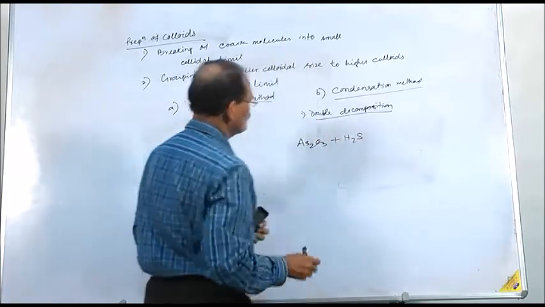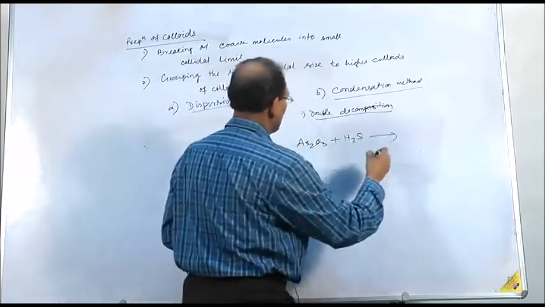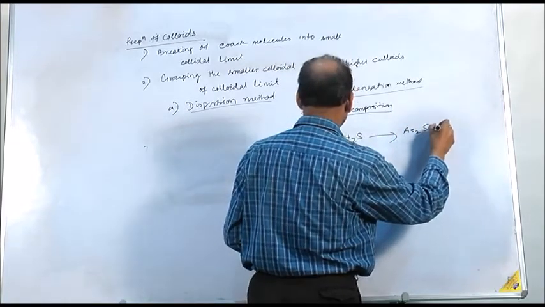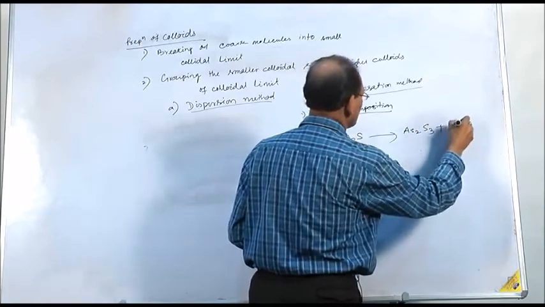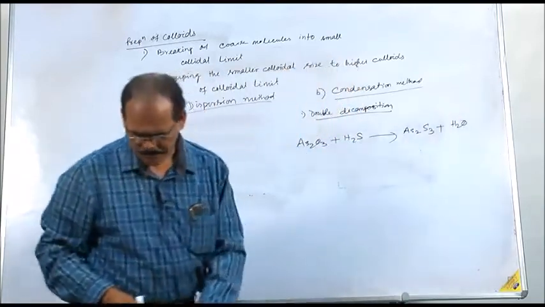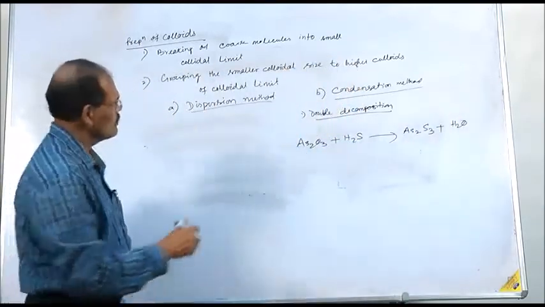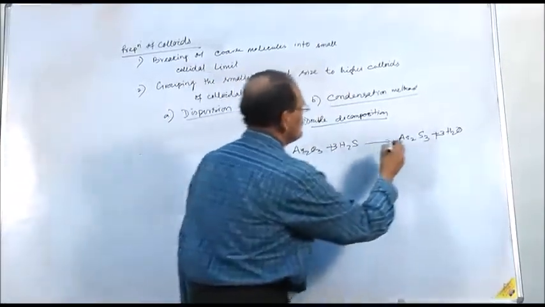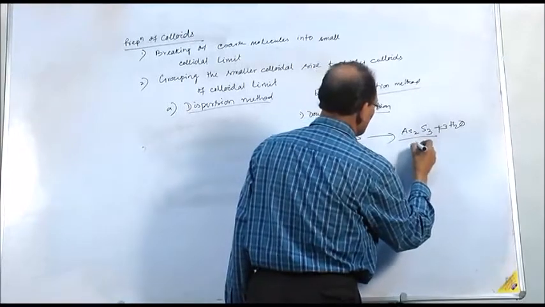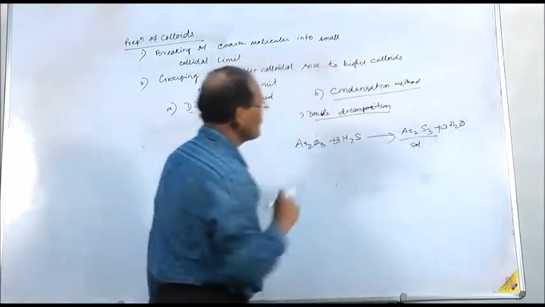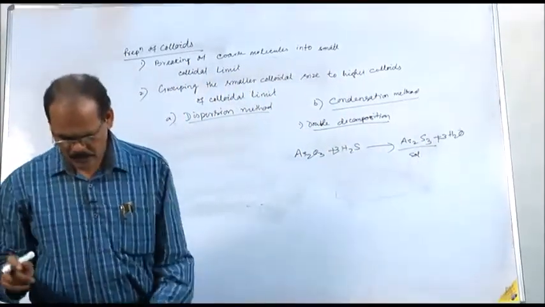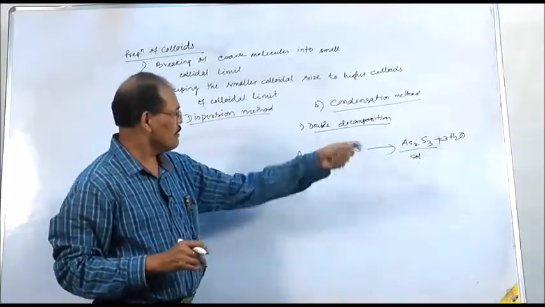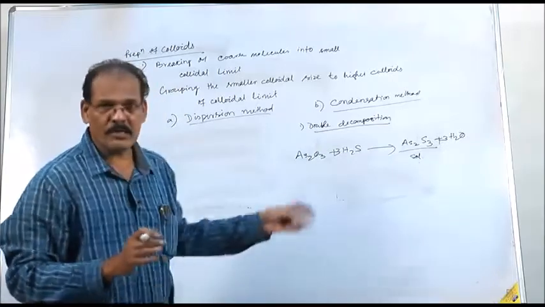in presence of H2S, forming water. So 3H2S. So this is arsenious sol. Sol means that is the colloid. So extra H2S can be given out by boiling the solution.